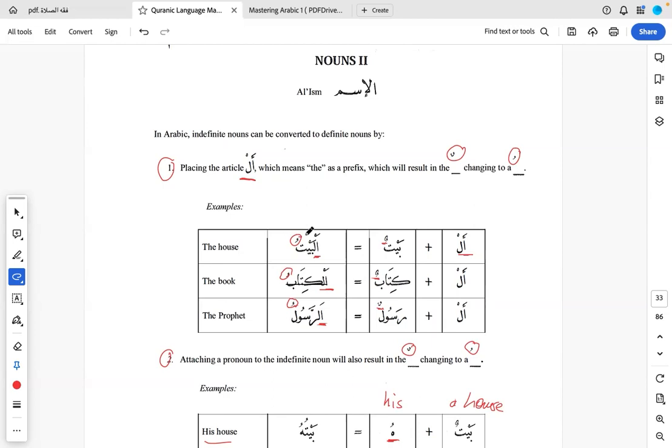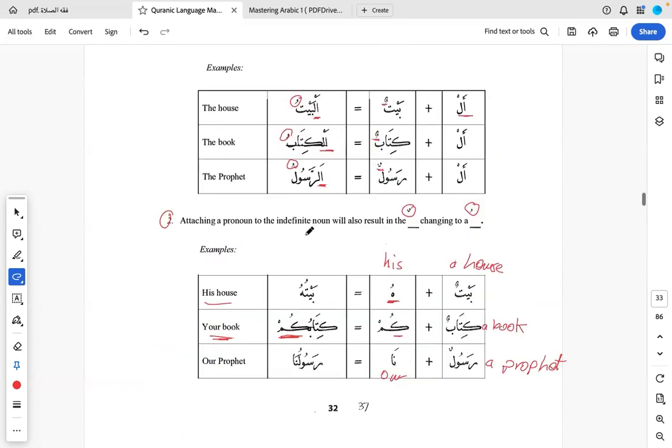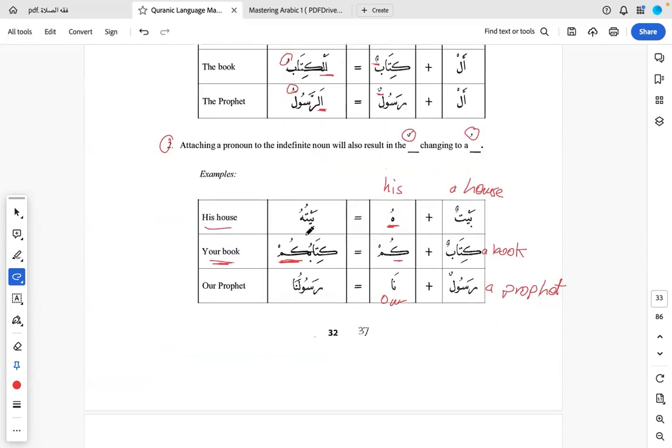And this is the answer to the two other techniques as well. So for example here, after I'm not talking about any house, I'm talking about his house. I'm not talking about any book, I'm talking about your book. I'm not talking about any prophet, I'm talking about our prophet.